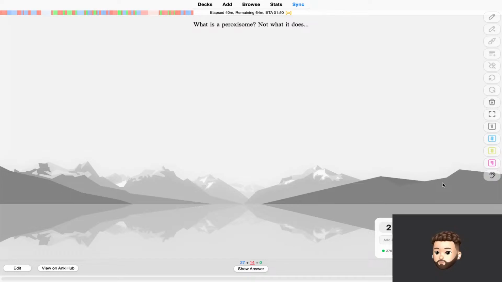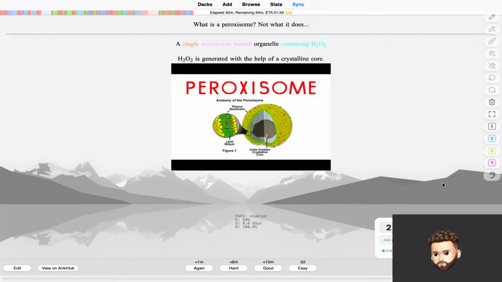What is a peroxisome? It's like a single layered organelle, membrane bound organelle that contains peroxide. A single membrane bound organelle. Oh, yeah, it is. It did say single membrane. Okay.